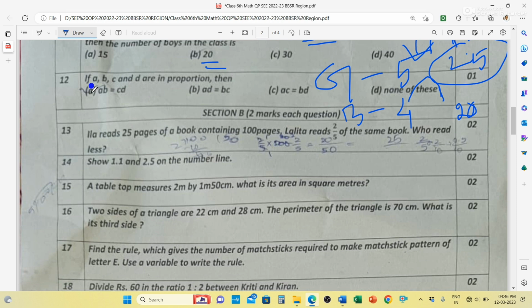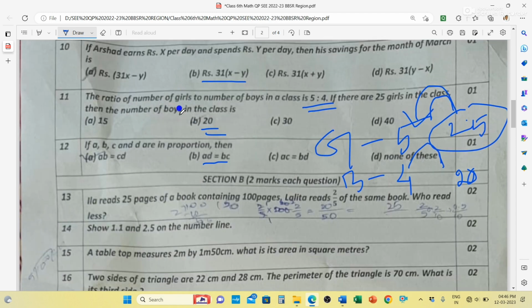Then if A, B, C, D are in proportion, then AD equal to BC. Option B is the correct answer. AD equal to BC. The product of the first term and the last term is equal to the product of the second term and third term. AD equal to BC.